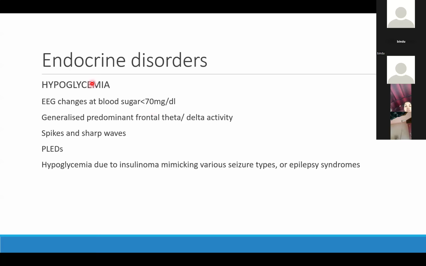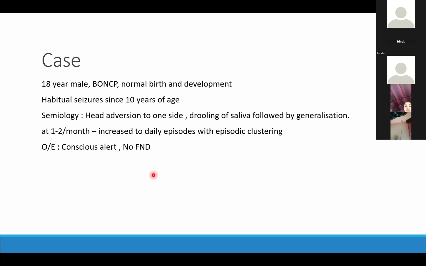Coming to endocrine disorders like hypoglycemia, EEG changes appear at blood sugar less than 70 milligram per deciliter. There can be generalized, predominantly frontal theta delta activity with spike and sharp waves, lateralized periodic discharges, and hypoglycemia due to insulinoma can mimic various seizure types and epilepsy syndromes.